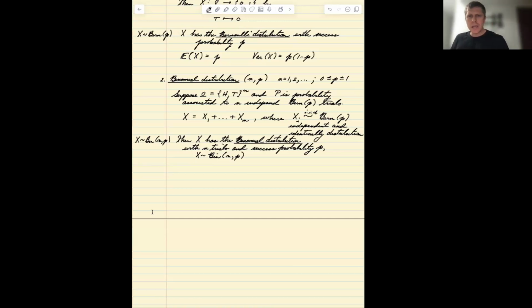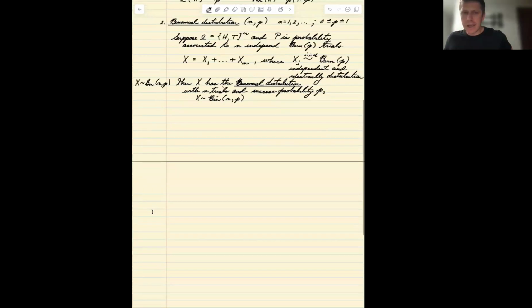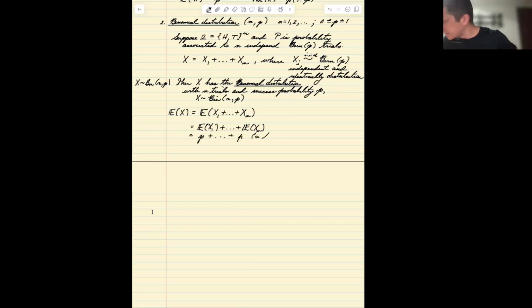Okay, so how do we calculate mean and variance in this case? Well, expectation of X, by definition, X is the sum of n IID Bernoulli p's. We know that the expectation of a sum is the sum of expectations. So each of these components has the same expectation. It's all p. So it's p plus p plus p plus p, etc., n times, which is, of course, n times p.